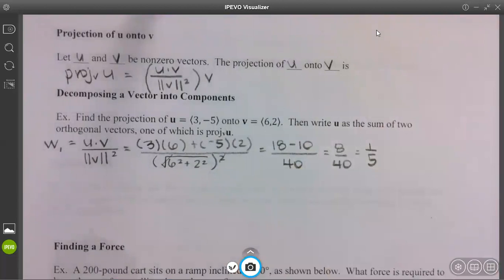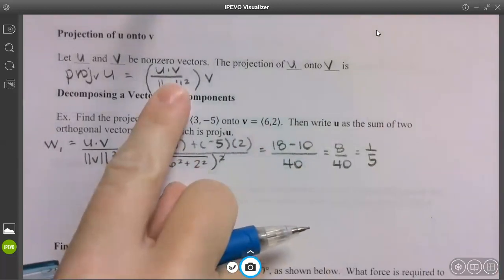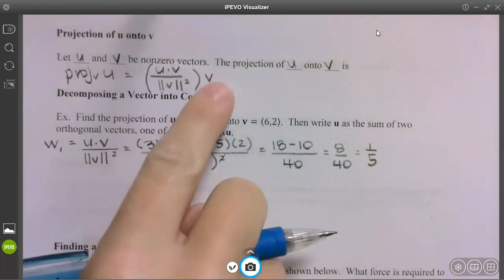Now you take that 1/5 and you multiply it by V. So this is what we just did, this set of parentheses right here. We're going to multiply it by V.